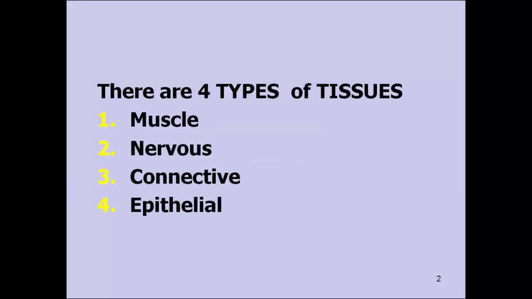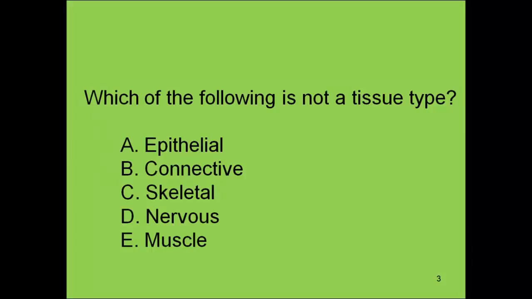In this chapter on tissues, you will get bogged down in the detail of the tissues. So always go back to the big picture question, which is, what are the 4 types of tissues? And that would be muscle, nervous, connective, and epithelial. This video is on epithelial alone.